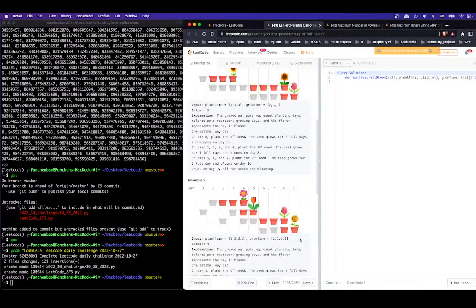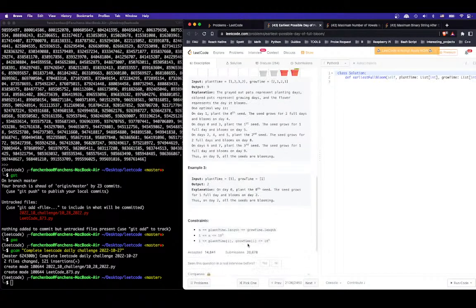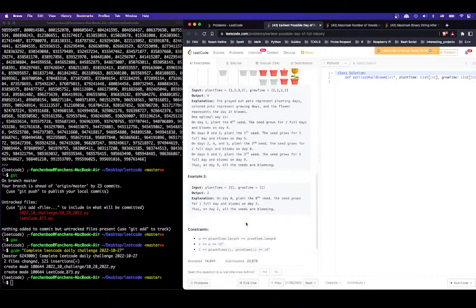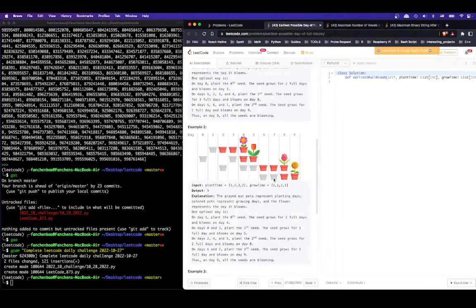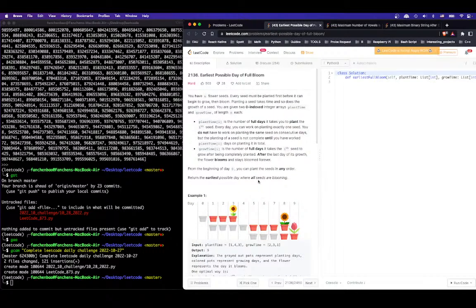And then we're asking, can we get a bloom of all the flowers on a certain time, right? How do we handle that? Well, I know the shortest day. It's a 1, right? So the shortest day is to do 1 plant, 1 bloom. So the shortest day is indeed 8. Wait, this is 9. It's not. Oh, so this is 9.